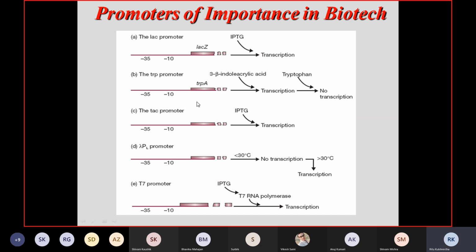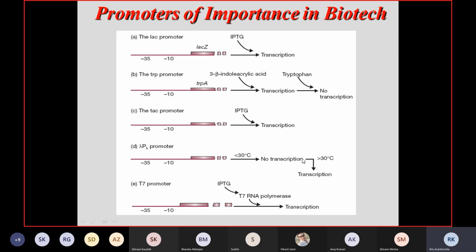Okay, then there is this lambda PL promoter, which is affected by the presence of CI gene, if you remember. CI gene is that gene that I introduced you to when I was telling you about the phage vectors. So here they have cloned CI gene, which is temperature sensitive. If the temperature is low, then CI gene will be made. If CI gene is made, it will go and bind to this promoter and switch off the transcription.